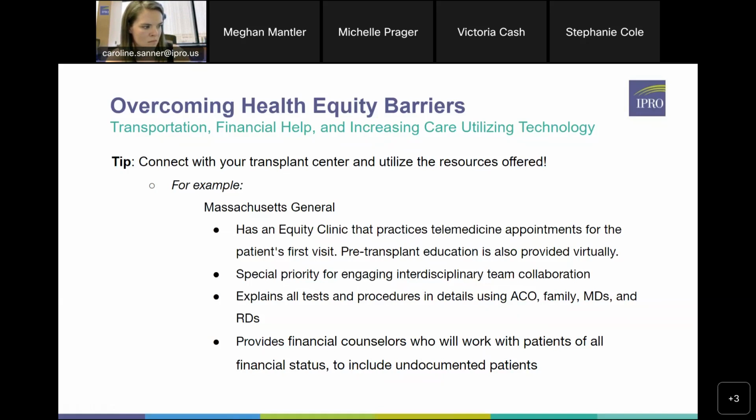And then the biggest news for them is that they are now accepting undocumented and Mass Health limited patients at MGH now. If you don't know that yet, now you know, and it's kind of amazing. So your New Yorkers, your New Hampshire folks, you can go to Boston now for undocumented folks. They have a special priority in engaging with collaboration.